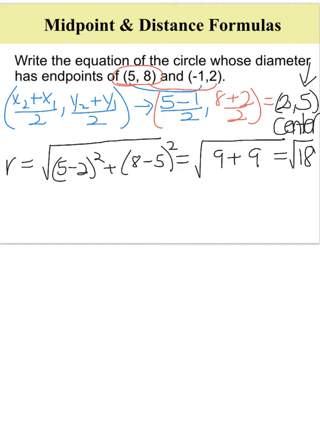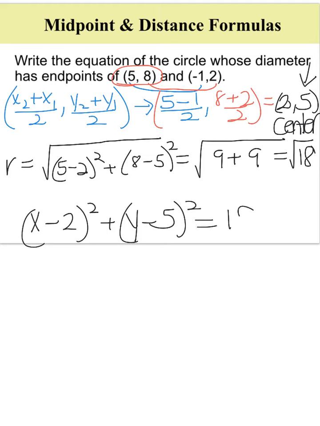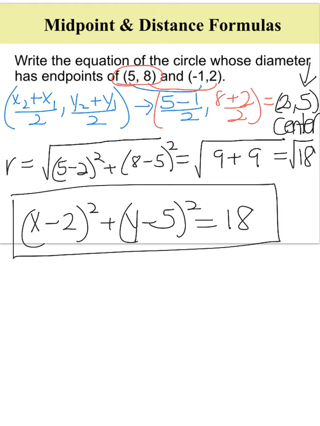Okay, so using the center and the radius, we're going to plug this into the equation in standard form. (x - 2)² + (y - 5)² = 18. You have to square the square root of 18, which gives you just 18.